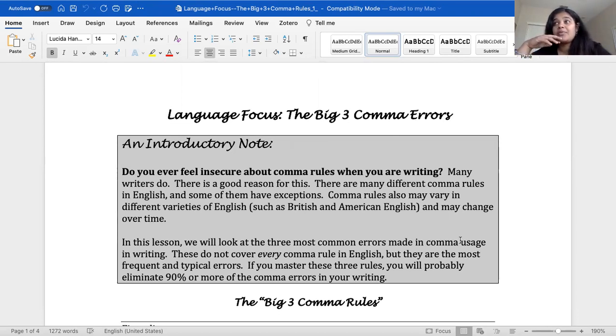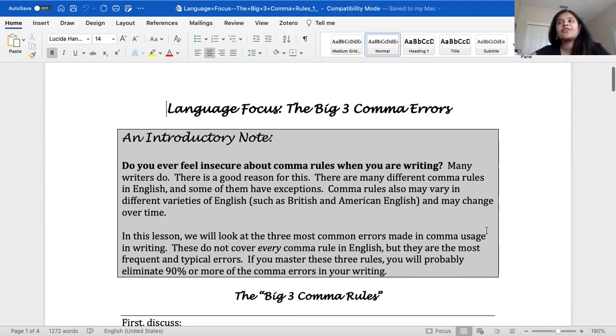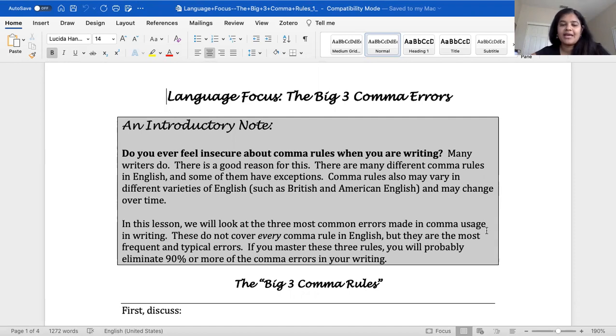Comma rules also may vary in different varieties of English, such as British and American English, and may change over time. In this lesson, we will look at the 3 most common errors made in comma usage in writing. These do not cover every comma rule in English, but they are the most frequent and typical errors. If you master these 3 rules, you will probably eliminate 90% or more of the comma errors in your writing.